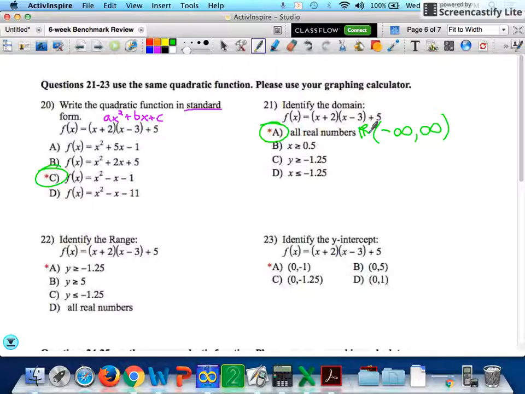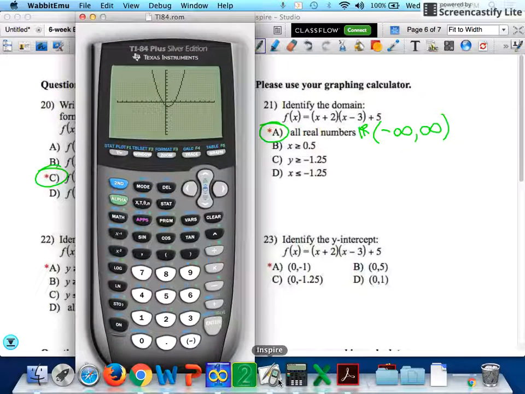It says identify the range. Well, to identify the range, that's rangy, meaning what are our possible y values. That means up and down. And you notice with this parabola, it's going to go up forever because it's going to have little arrows up here at the top. But it doesn't go down forever. It has a minimum. It has a distinct point where it stops. Okay? So it has a lowest point. We have to find out what that y value is.